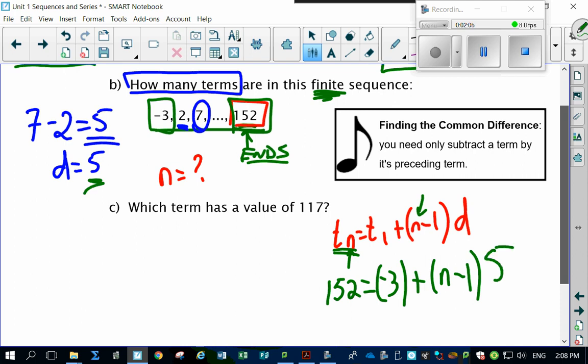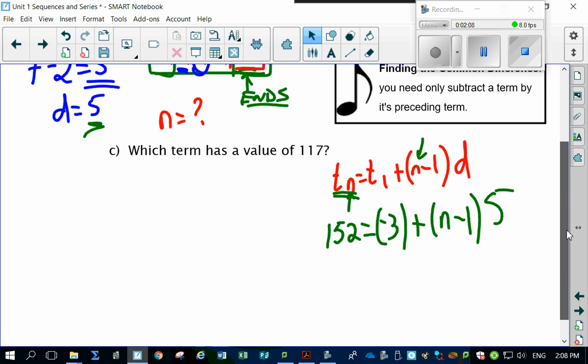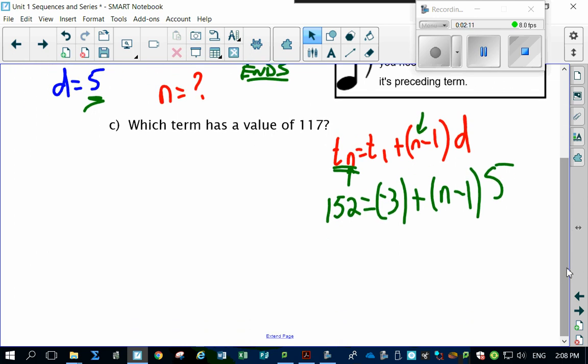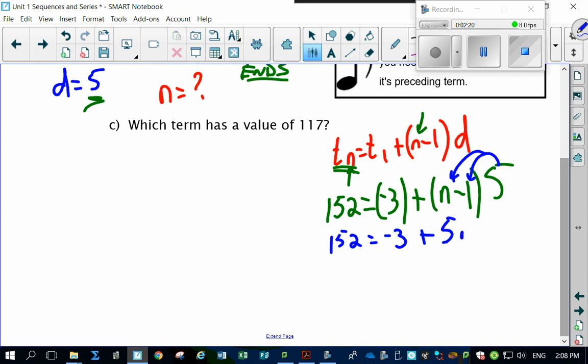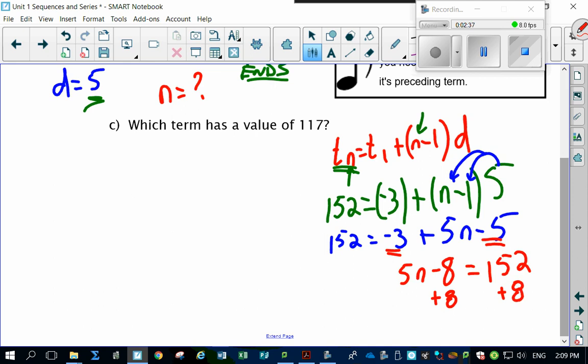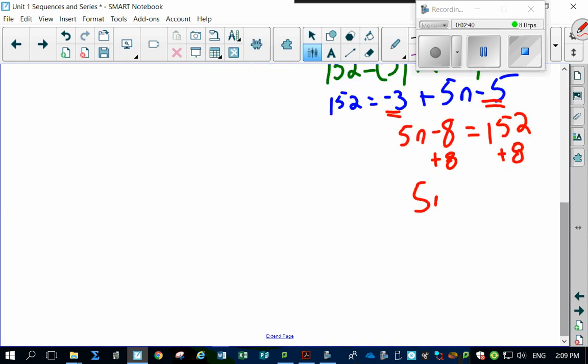All I've got to do here is a little BEDMAS and some algebra, and I've got it. So this is 152 equals minus 3 plus, well, let's do some distributive property here, 5n minus 5. Let's combine like terms. There's minus 3 and minus 5, which is minus 8. So I've got 5n minus 8 equals 152. Perfect. Add 8 to both sides. This is now 5n equals 160. Oh, simple. Divide by 5, divide by 5.